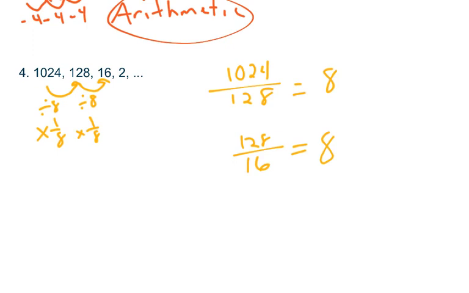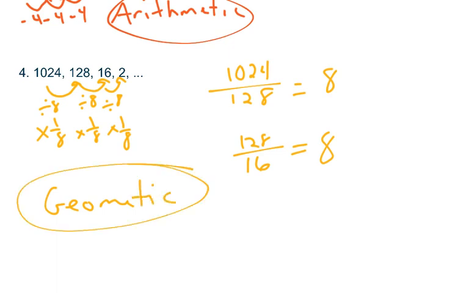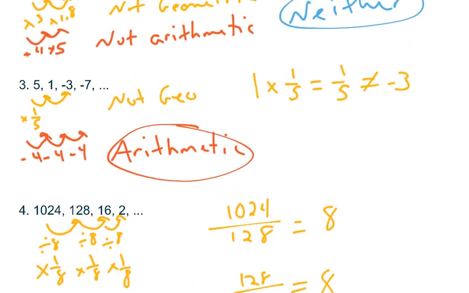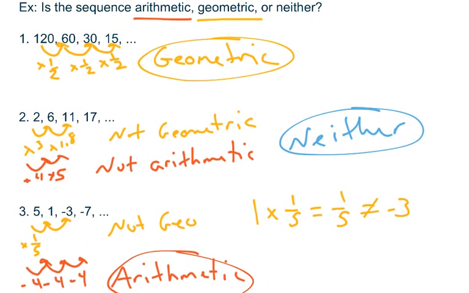And then lastly, 16, that one I can actually do in my head. 16 divided by 2 is 8, so dividing by 8 or times 1/8. So the ratio in between each of the terms is the same, so that in fact makes this a geometric sequence. So number 4 is geometric, number 3 was arithmetic, 2 was neither, and then 1 was geometric as well.